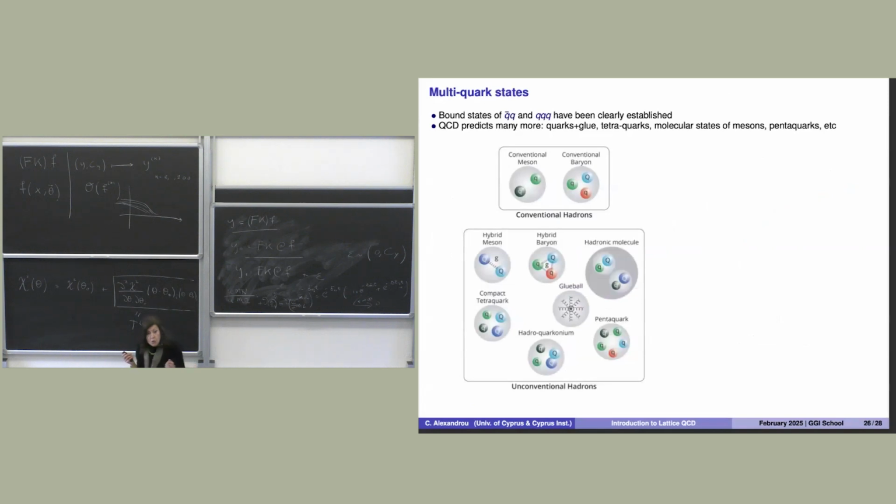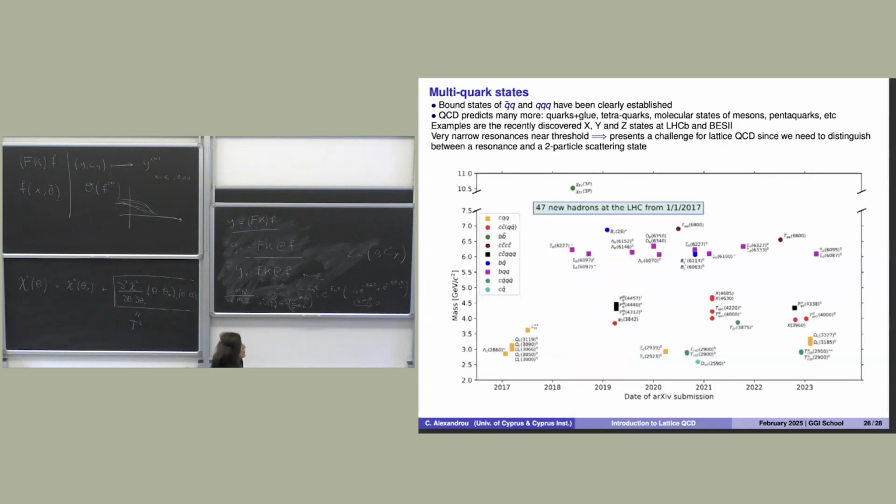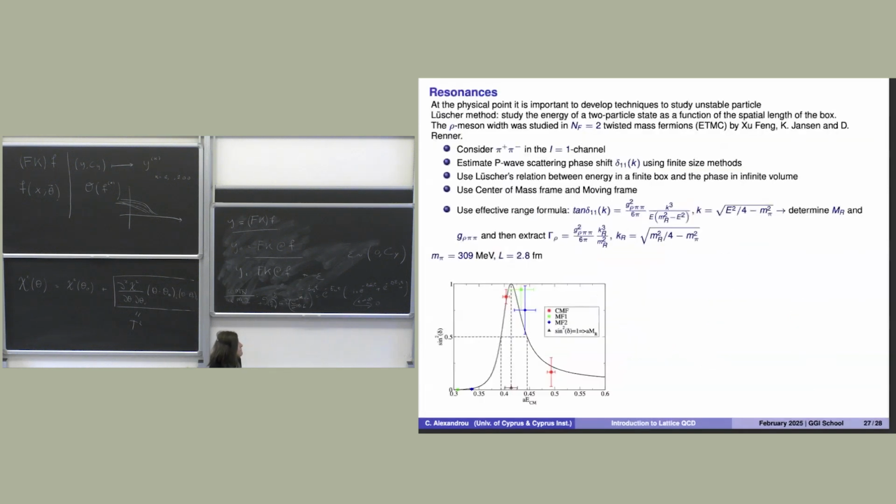Multi-quark states, I told you, there are new discoveries of these particles. We want to understand the internal structure. These are the usual ones. These are the unconventional ones, if you like. And we want to understand how the structure is, and many people are doing such calculations. This is a recent compilation from LHCb of new states that are being discovered, and this is what lattice QCD is trying to understand.